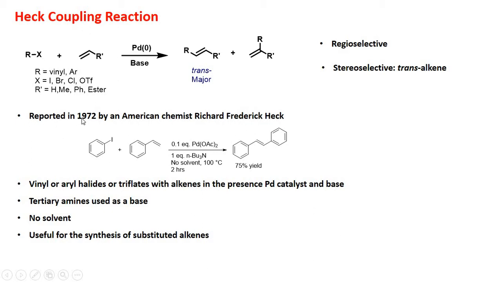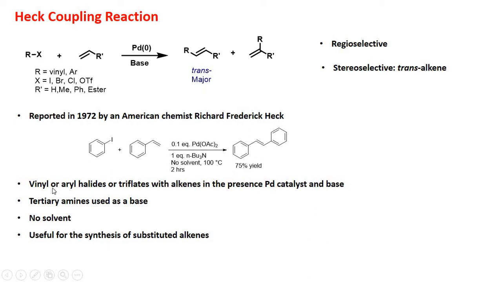This reaction was reported in 1972 by an American chemist, Richard Frederick Heck, in which he took iodobenzene and reacted it with styrene, 0.1 equivalent palladium acetate, and 1 equivalent of tributylamine as a base. In this reaction no solvent was used, and the reaction was performed at 100 degrees Celsius to give trans stilbene in 75% yield.